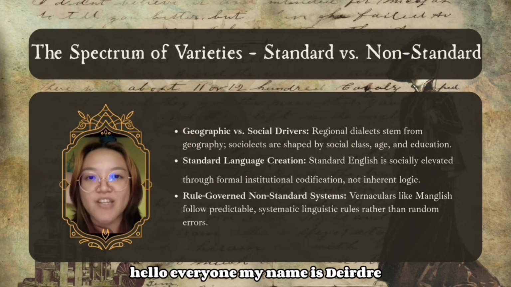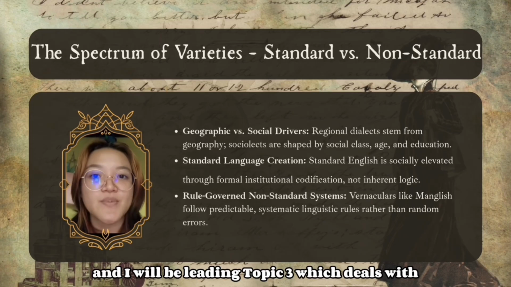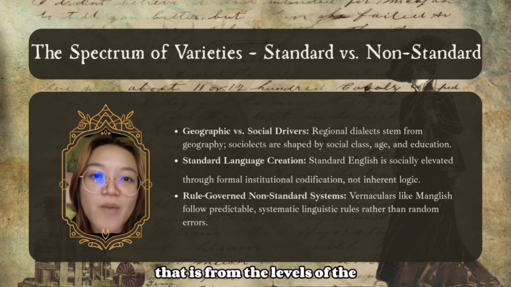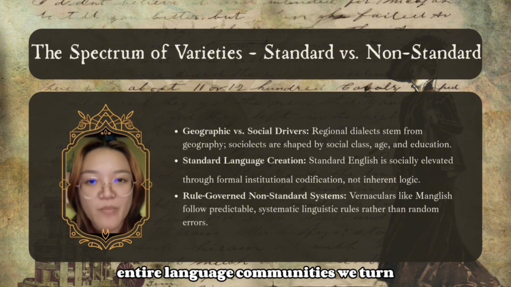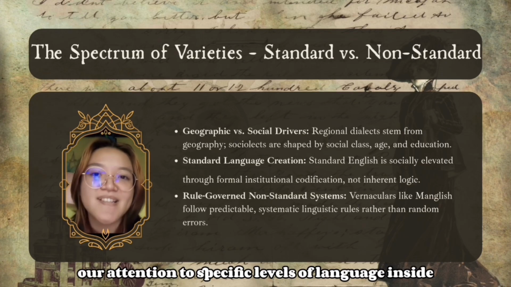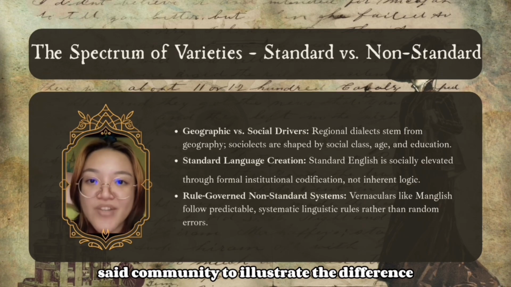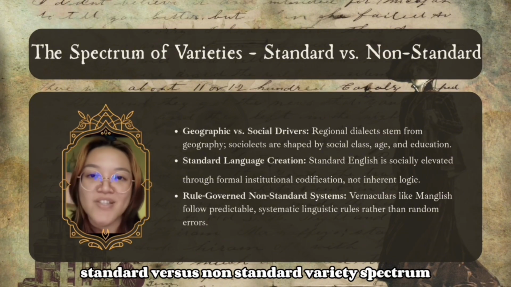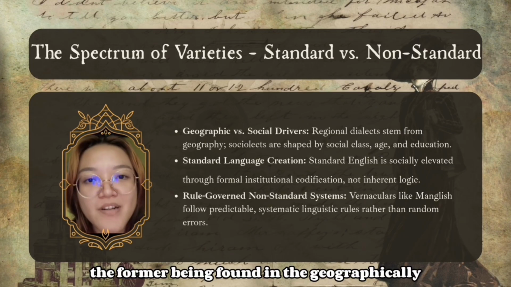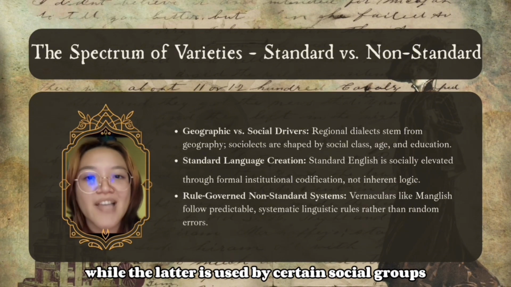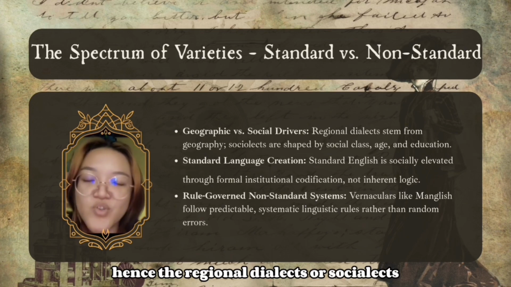Hello everyone, my name is Deirdre and I will be leading Topic 3, which deals with the implications of micro levels within macro levels. That is, from the levels of the entire language communities, we turn our attention to specific levels of language inside said community. To illustrate the difference, for the basis of macro levels, we use the standard versus non-standard variety spectrum. The former being found in the geographically distant regions of the language community, while the latter is used by certain social groups, hence the regional dialects or sociolects.